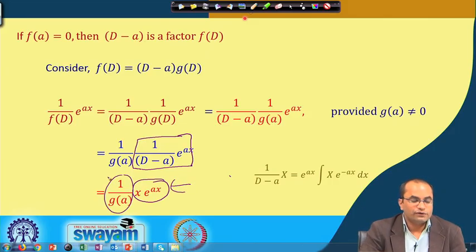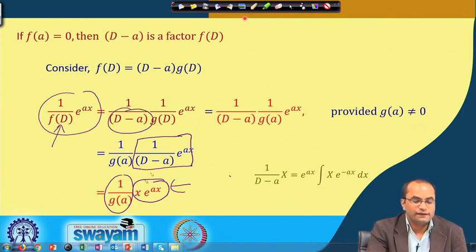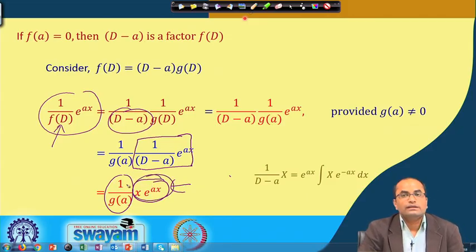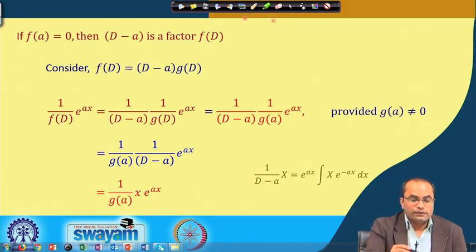So, what we got now is that for 1 over f(D) e power ax, if f(a) is equal to 0, it must have a factor like D minus a, and the value, when we have 1 over D minus a, will be x e power ax of this operator.